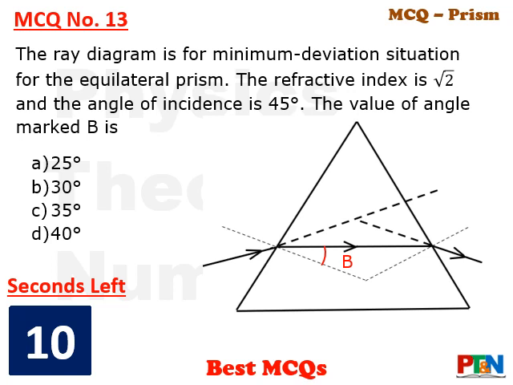Next MCQ on the same setup. This is a minimum deviation ray diagram for an equilateral prism. Refractive index is √2 and angle of incidence is 45 degree. Find out the value of angle marked B. 10 seconds time. Timer starts now. If you think you require more time, please pause the video, come to your answer.